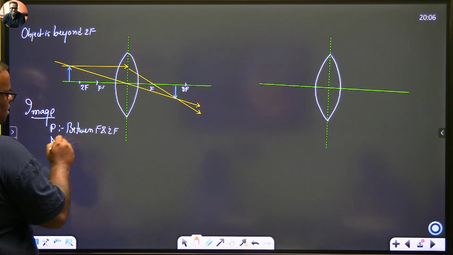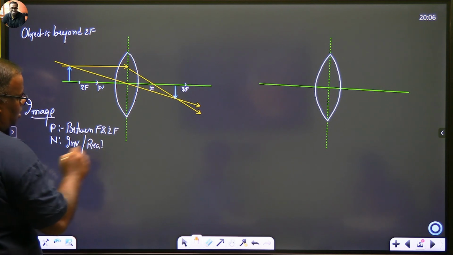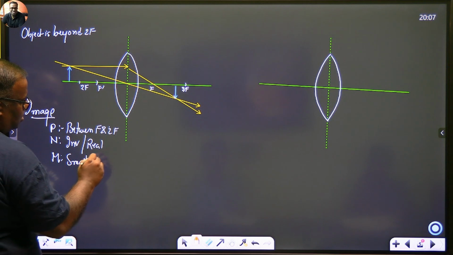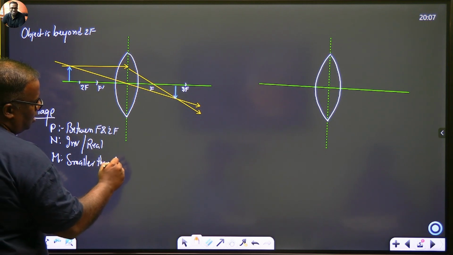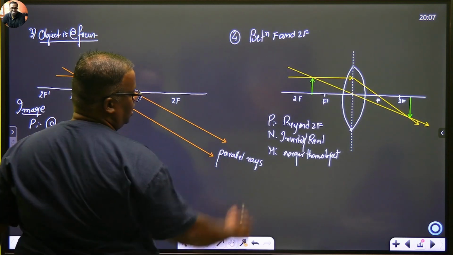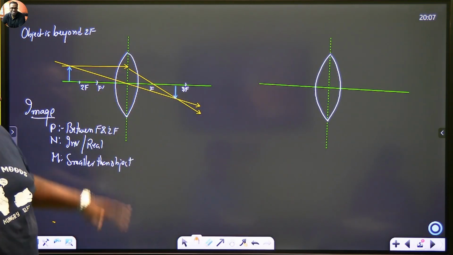Nature: inverted and real. Magnification: smaller than object. I hope I wrote the last one correct. Larger, yeah, larger than object. Fine. And the last one.